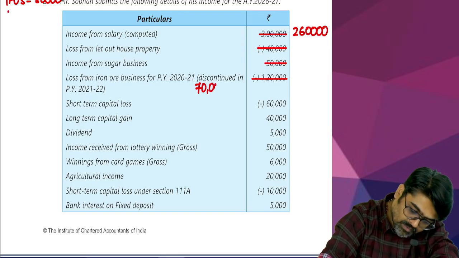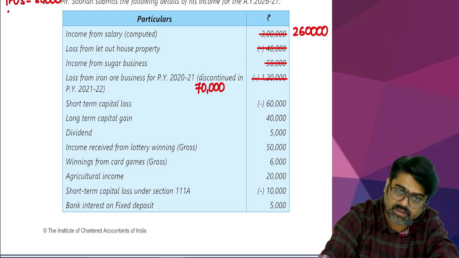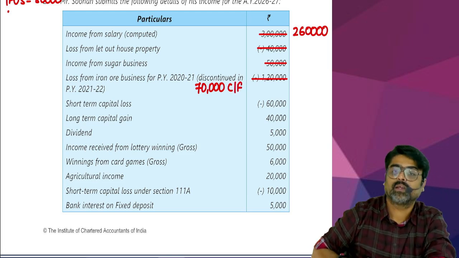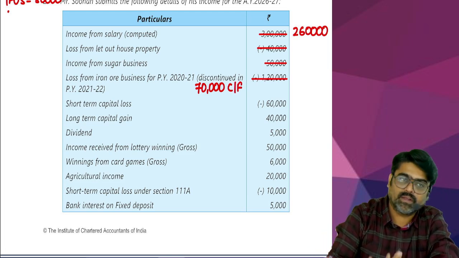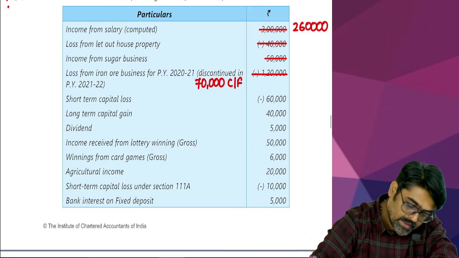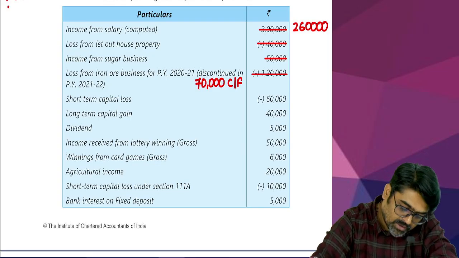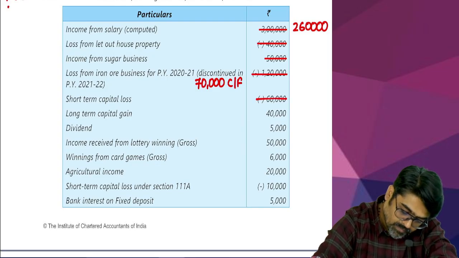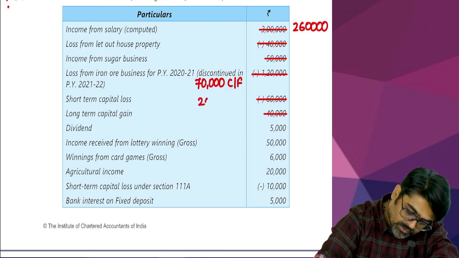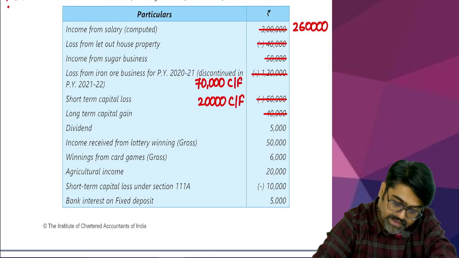Can that 70,000 be carried forward for the next year, 6th year? So it will be carried forward. Since you don't have any other business income, it will not be set off in this year. It will be carried forward in the 6th year, next year. Yes or no? Short-term capital loss can be set off against long-term capital gains. Set off. So still 20,000 short-term capital loss will remain. This will be carried forward for the next year, first year.